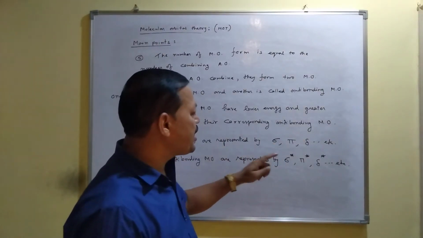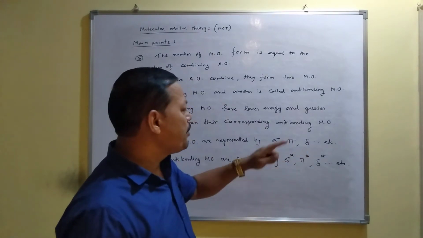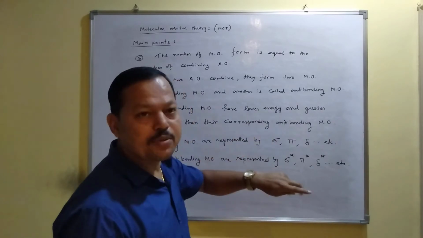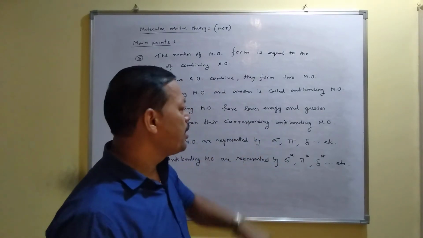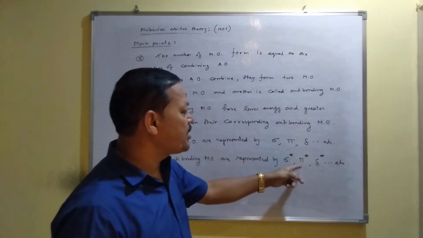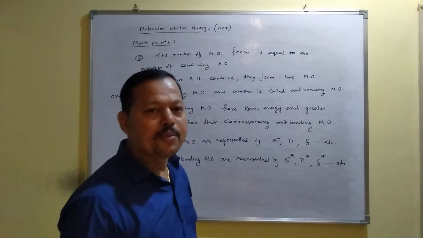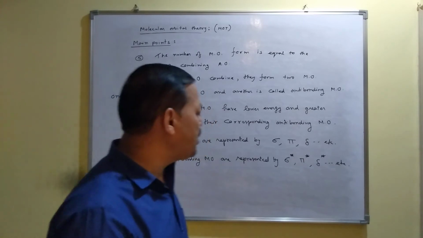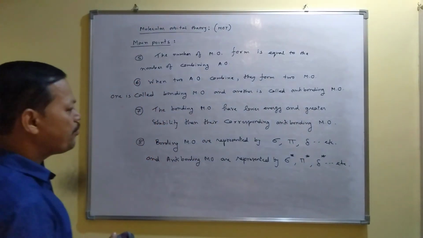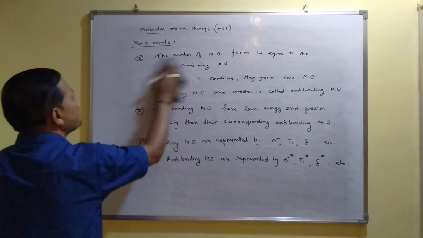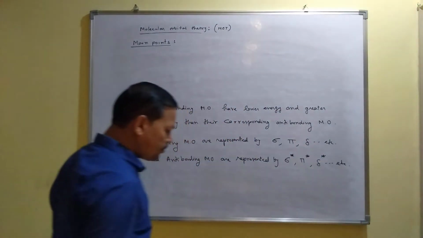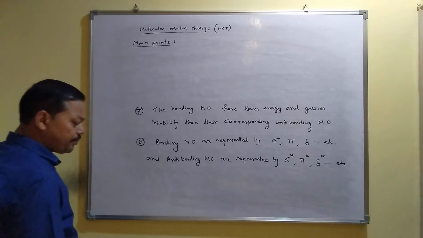Normally bonding molecular orbitals are represented by sigma, pi, delta, and their antibonding molecular orbitals are always represented by star symbol. If your bonding molecular orbital is sigma, then its antibonding will be represented by sigma star. If your bonding is pi, then its corresponding anti will be represented by pi star. This is according to number 7 point. Number 8 point.